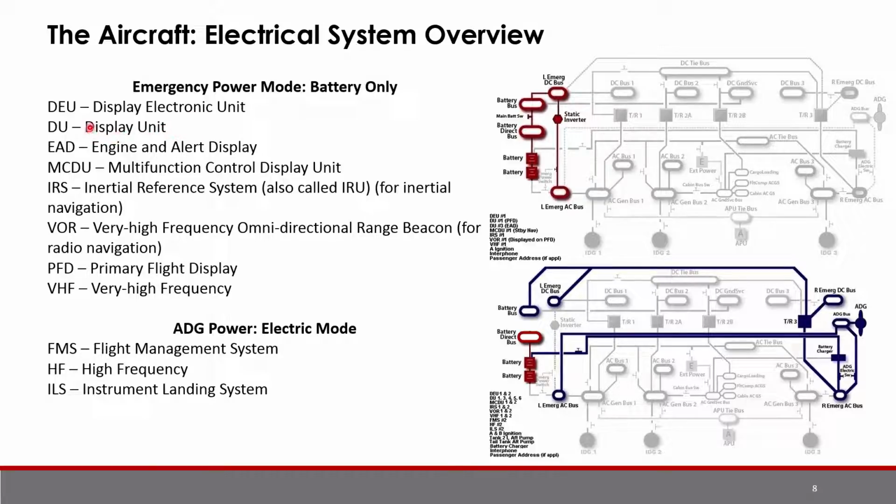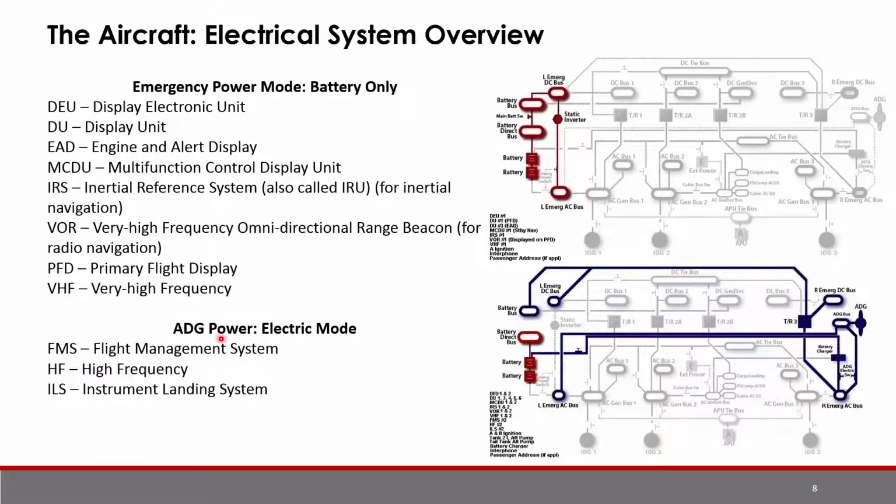The display unit is the actual display, and the electronic unit is the brains behind the display. We'll see this later in an image of the cockpit, spoiler alert. But these actually display all of the instruments and the gauges that would normally be on a mechanical or analog display. The engine and alert display shows power and emergency alerts going through the engine. The multifunctional control display unit deals with flight paths and aircraft navigation, and you also have your inertial reference system and your flight management system.